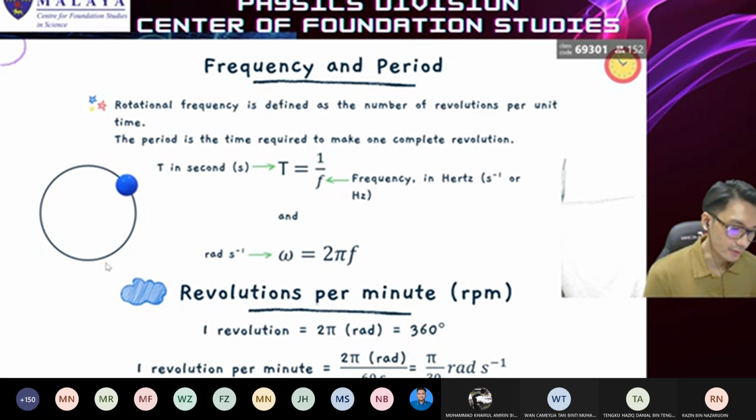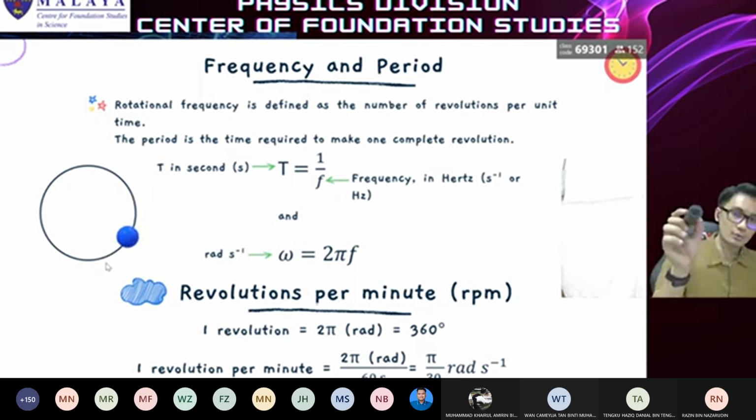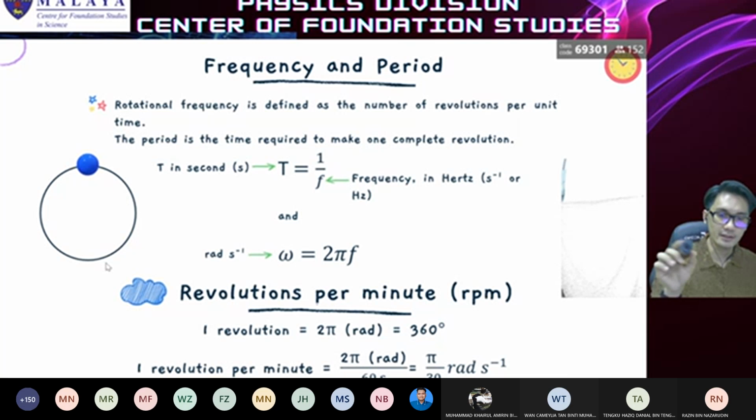Okay, and we know that in one turn from the original place back to the original place, we call it time or period. And period is defined as 1 over frequency. And from there, we will get what frequency is. So frequency is 1 over time. Time is the time taken from the first point it starts until the first point it ends. So the same place.